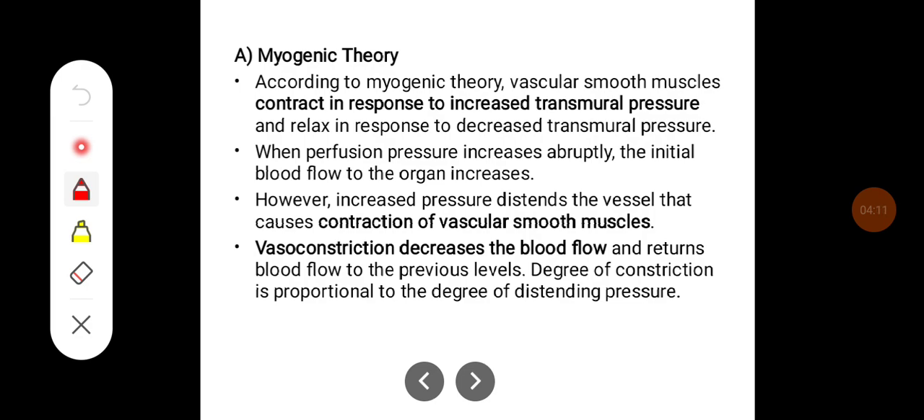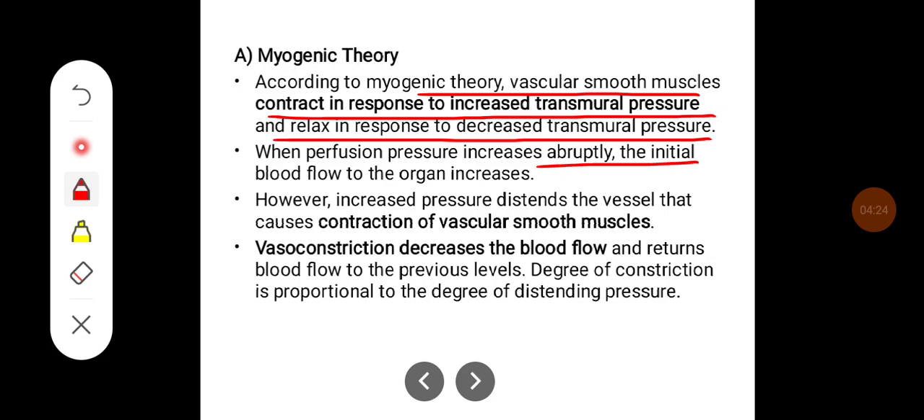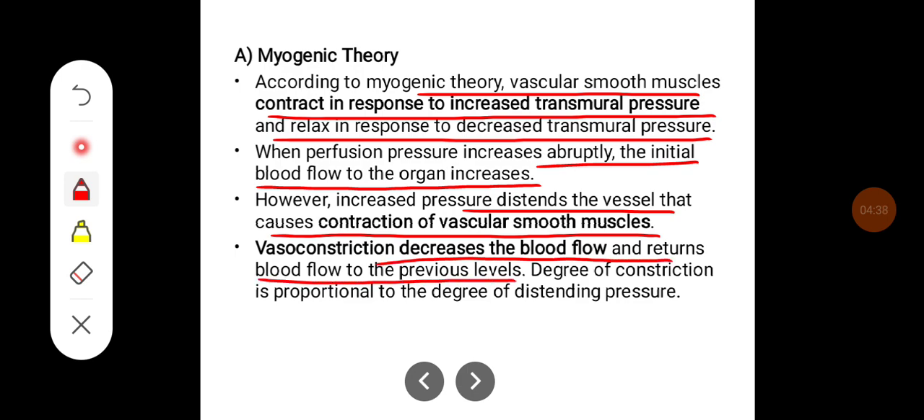Myogenic theory. According to myogenic theory, the vascular smooth muscles contract in response to increased transmural pressure and relax in response to decreased transmural pressure. When perfusion pressure increases abruptly, the initial blood flow to the organ increases. However, increased pressure distends the vessels, which causes contraction of the vascular smooth muscles. Vasoconstriction decreases the blood flow and returns blood flow to the previous levels. Degree of constriction is proportional to the degree of distending pressure.